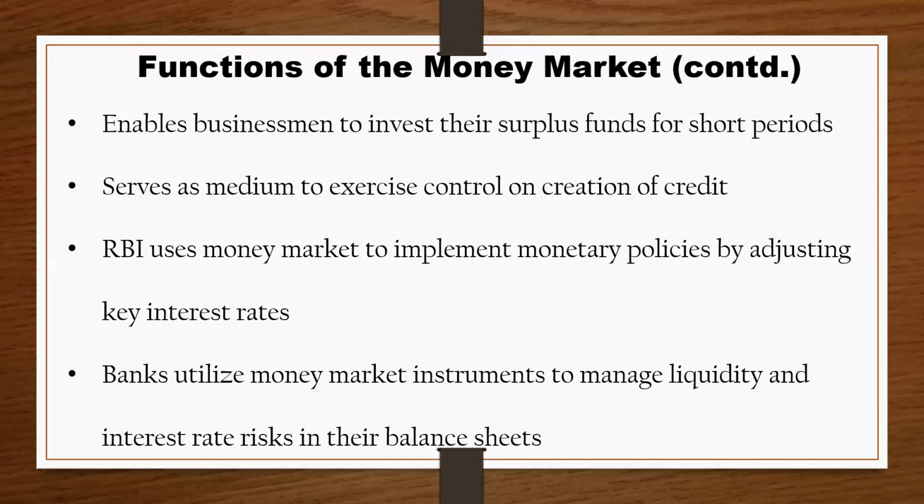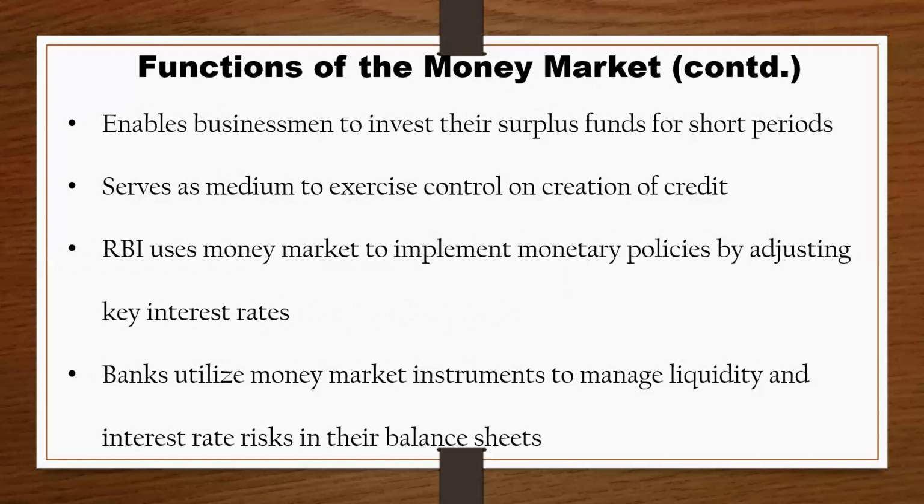The money market is used by the RBI to implement monetary policies by adjusting key interest rates. Banks utilize money market instruments to manage liquidity and interest rate risks in their balance sheets. So the functions of the money market are more or less the same in all the countries of the world, but the institutions, instruments, and modes of operation are different in different money markets.